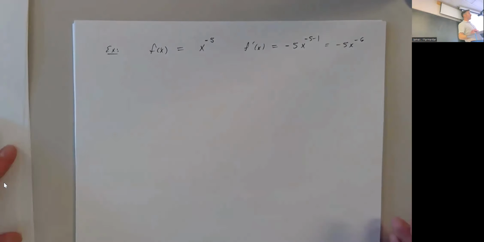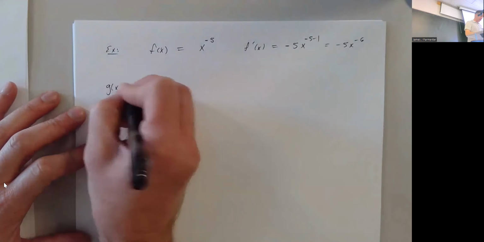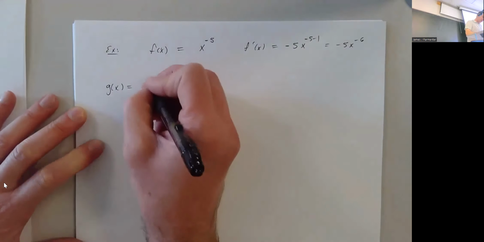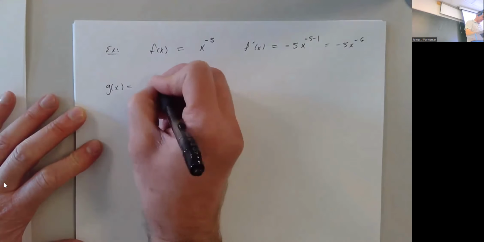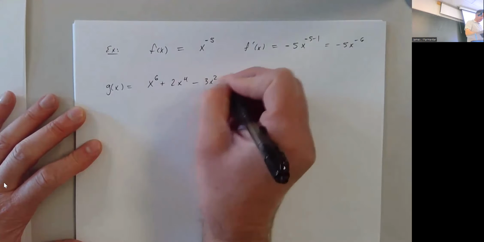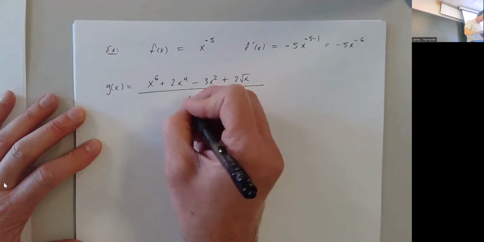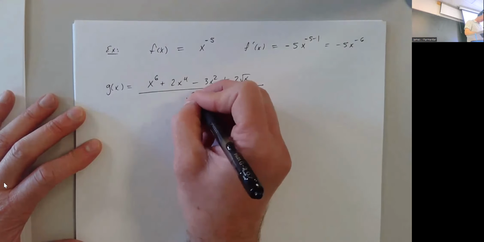So let's do a few examples here. Let's say our function g of x was equal to, yeah, let's make it fun. Let's say it's x to the 6th plus 2x to the 4th minus 3x squared plus 2 times the square root of x, all divided by x to the 3rd.